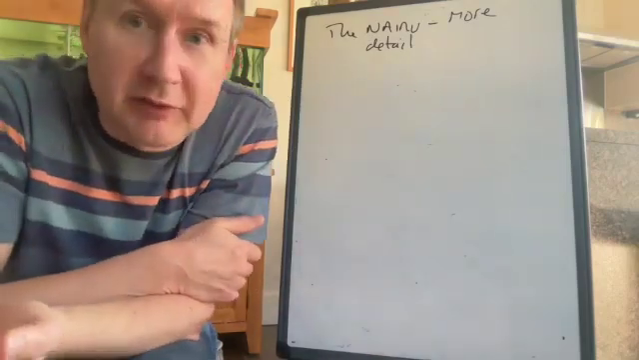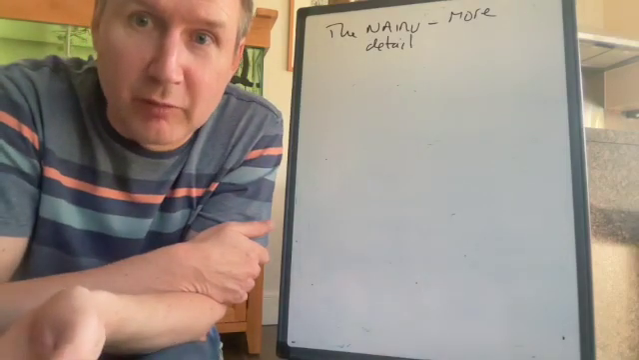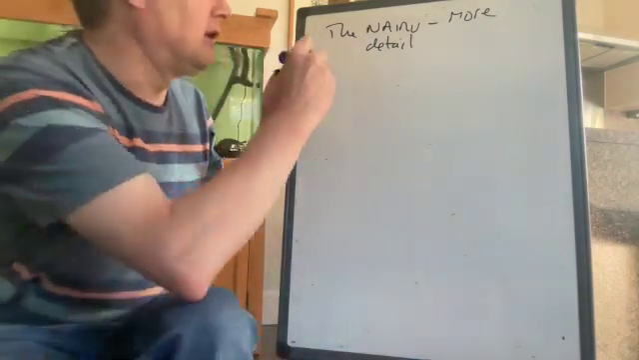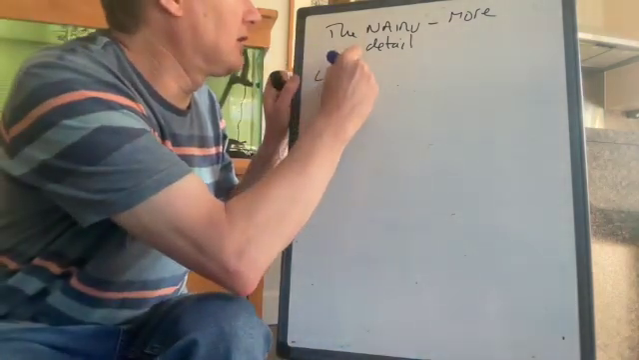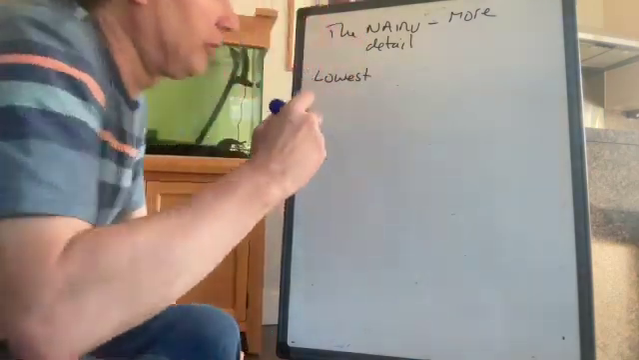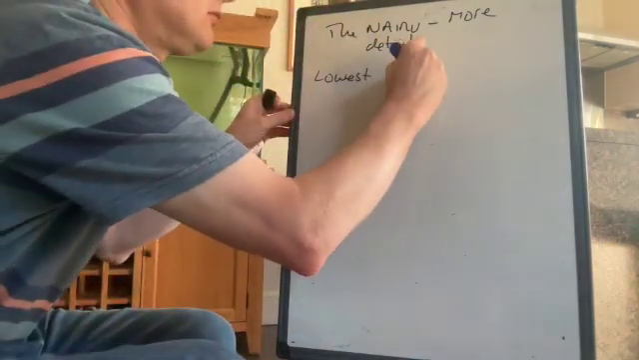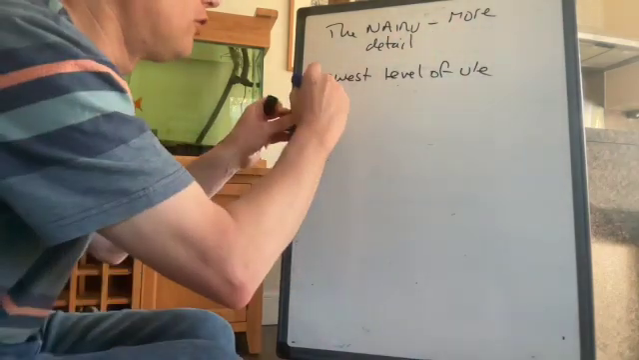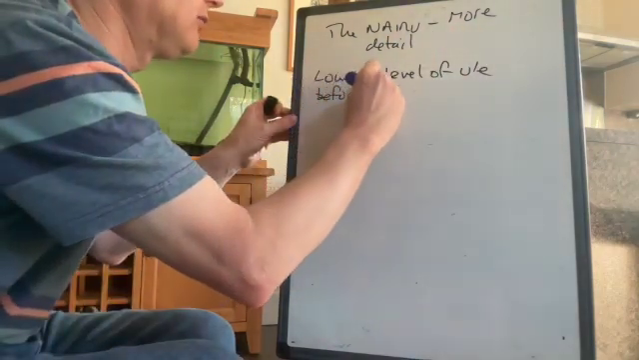Okay, so in the last video, we outlined what we understood by the NAIRU. And what the NAIRU really is, if we redefine it, is the lowest level of unemployment that you can get before inflation starts to accelerate.